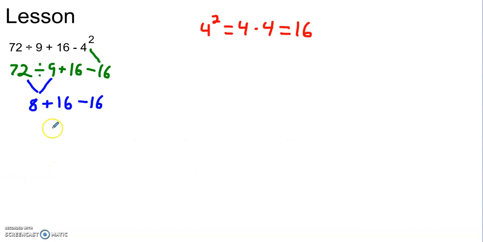So I'm doing whatever comes first. In this case, I have 8 plus 16 is the first one. 8 plus 16 gives me 24. And then I just copy down the rest of the expression. Now I recheck and I notice I have a subtraction still, so I'm still not done with my rule 4. So now I got to do 24 minus 16. 24 minus 16 gives me 8, and that is my final answer. So I'm going to circle it, or I can box it.